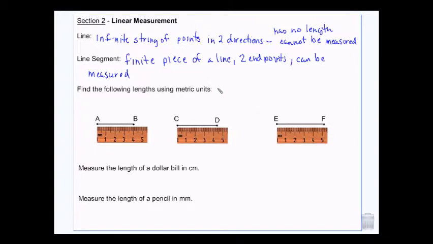Okay. Metric units, we have millimeter, centimeter, meter, kilometer are the most common. You also have decimeter, decameter, and hectometer, but we don't really use those. Okay. So, you're all familiar with the ruler. The big lines are the centimeters, and the little lines in between them are the millimeters.